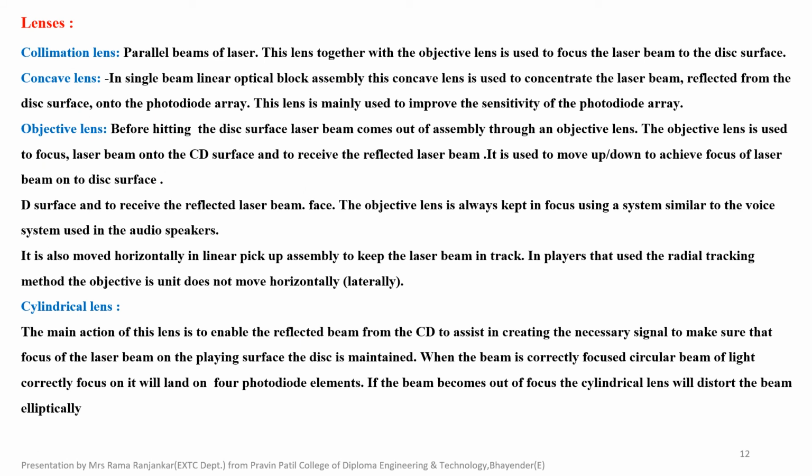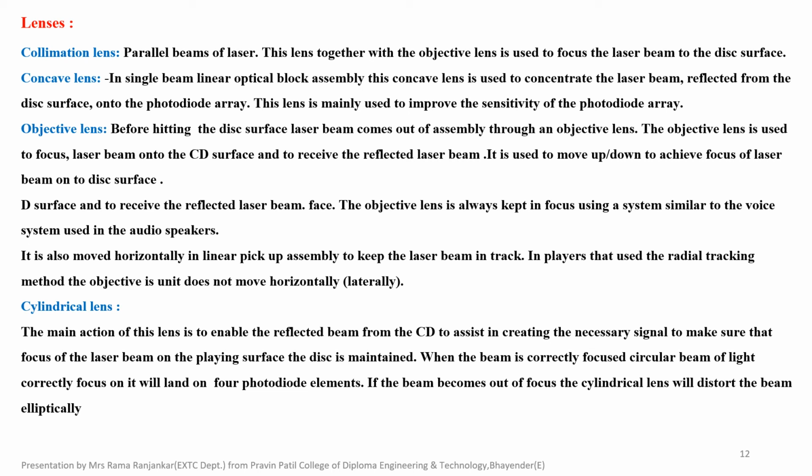Different lenses are used in a CD player. One is the collimation lens, so that parallel beams of laser are transmitted towards the CD surface. This lens works together with the objective lens, which is used to focus the laser beam on the disc surface. Concave lens, in a single beam linear optical block assembly, is used to concentrate the laser beam reflected from the disc surface onto the photodiode array. So this lens is mainly used to improve the sensitivity of the photodiode array.